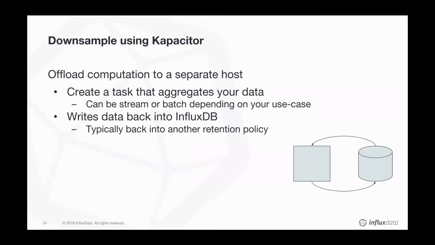We most often see people using batch tasks for downsampling, just because, as I said before, stream tasks have to buffer all that data in RAM, so it puts a bit more stress on the memory usage. And then after you've downsampled it, you can write that data back into InfluxDB, and it would usually be into a different database, or under a different retention policy, because you would probably want to keep that data for a bit longer.